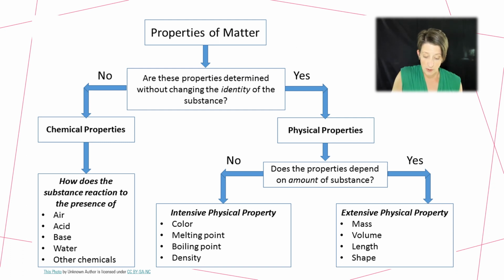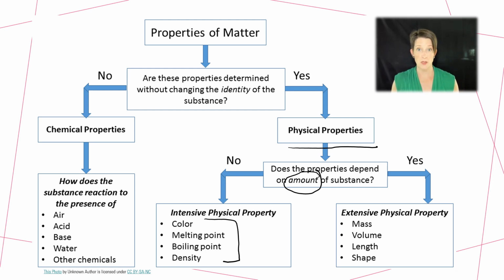So once we've identified we're looking at physical properties, we want to look at whether the amount matters. If we are identifying the color, the melting point, the boiling point, or the density, those are called intensive physical properties. They don't change based off the amount of the substance we are looking at. So a shaved ice cube versus a big block of ice, they're going to have those same properties no matter what. Extensive properties, however, do depend on the amount. So it's mass, volume, length, shape.